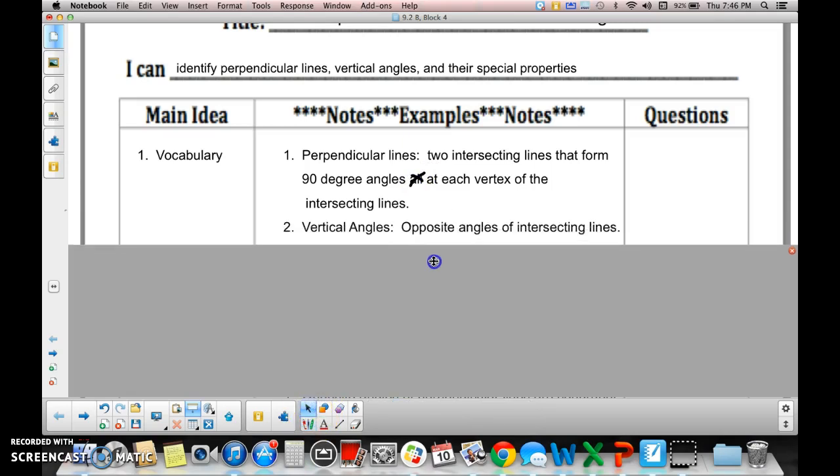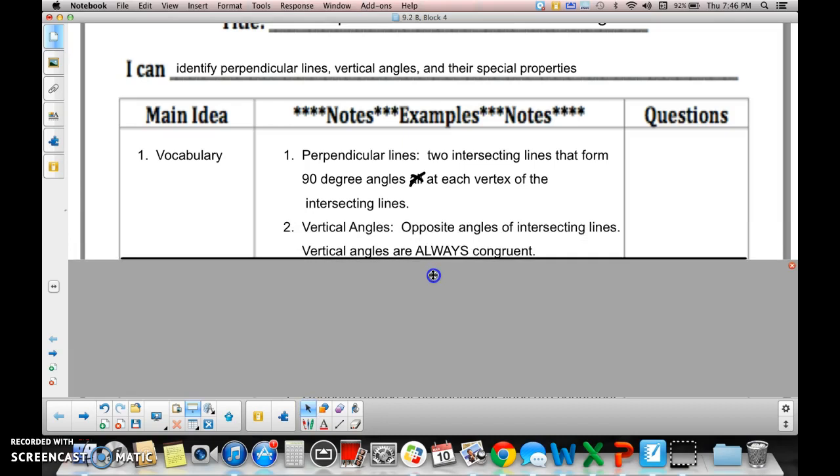I'm moving on to the second word, vertical angles. You kind of already know about vertical angles. We just never name them. You know that when you have intersecting lines, opposite angles are congruent. Well, we actually have a name for them. I didn't give you the name on Wednesday when we did the notes, but the opposite angles of intersecting lines are called vertical angles.